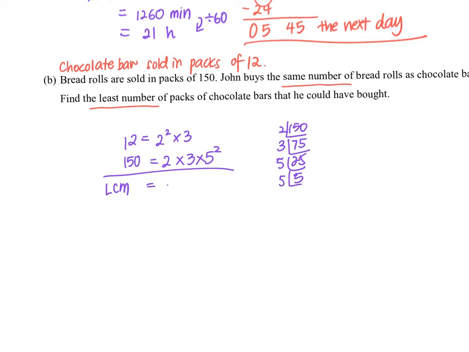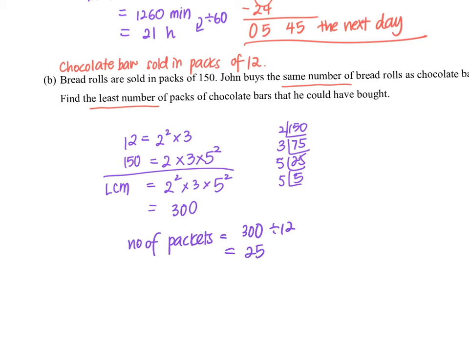LCM will be, I need to choose everything at the highest power. So 2 squared, 3 squared, 5 squared. How many is this? 300, right? Is it 300? 300 chocolate bars. I need 300 chocolate bars, but each of the bars is bought in packets of 12. So number of packets is 300 divided by 12.